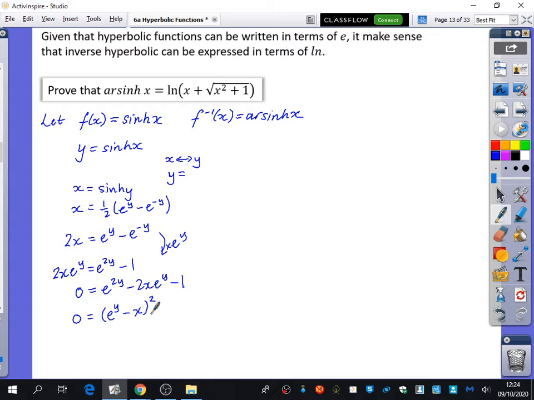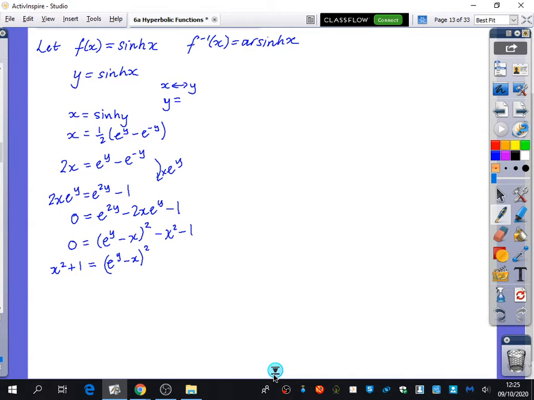And what do we have to subtract from that? We have to subtract the x squared from completing the square, and you get minus x squared minus 1. Then I'm going to add onto the other side the x squared plus 1. So that equals e to the y minus x all squared. I think the textbook does it using the quadratic formula, and this is way nicer. As long as you know how to complete the square, this is better.